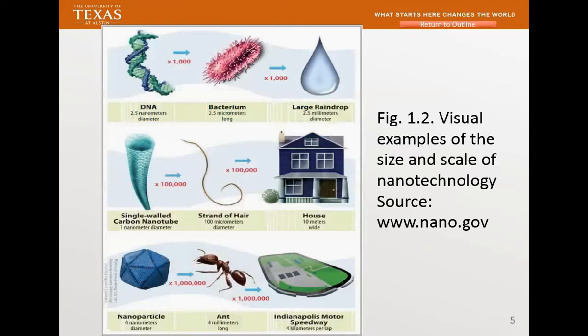Okay, I'm going to use an example. DNA is 2.5 nanometers in diameter. It's in nanometers, okay? When you go to bacteria, they are very large. When you go to a raindrop, it's in millimeters. So another area that you have probably started working on or heard of is single wall carbon nanotube. By definition, a single wall carbon nanotube has a diameter of 1 nanometer. And then you go down to here, okay, to a house. So you need to think about the size.